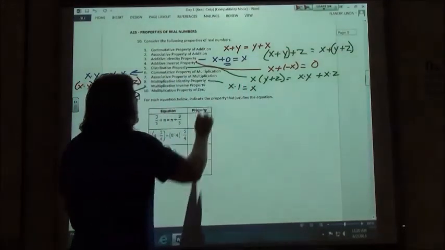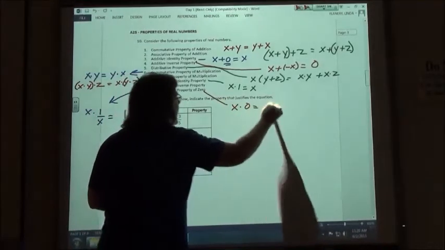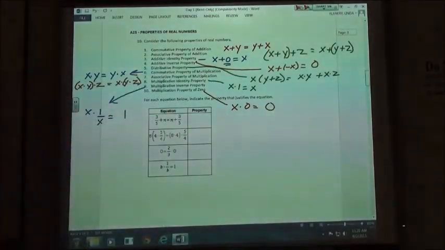And the last one is the multiplication property of 0. If I take something times 0, hey, guess what? I get 0. So they're going to have you pick them out. On Alex, they're going to have a drop down and you pick which one it is. I'm just going to have you write down the number of which one it is.